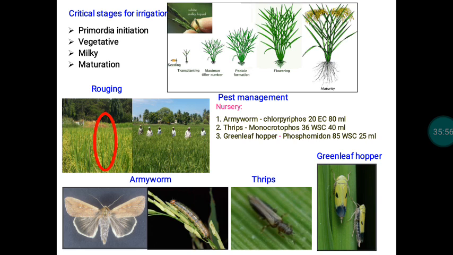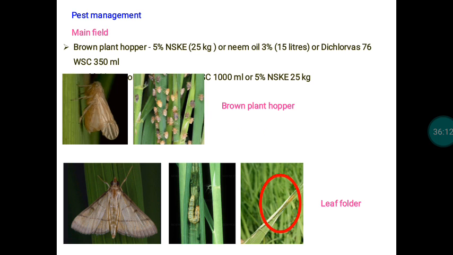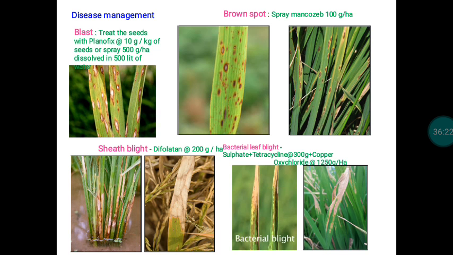Likewise, pest management is also a very important operation. We have to use appropriate chemicals to control the major pests of paddy, like stem borer, thrips, leaf hopper, all those things. Appropriate pest control measures we also have to follow, and these are the major pests as far as paddy is concerned: BPH, leaf folder. All those things we have to control.